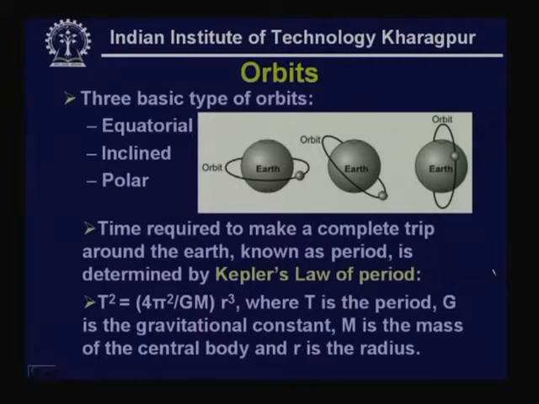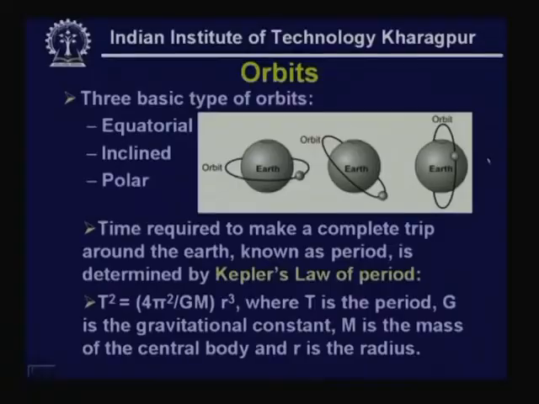So, first we start with orbits. Although the number of orbits in satellite communications is very large, they can be broadly categorized into three types, and the first type is equatorial. As you can see here, this is the equatorial plane, and these are the poles. This is your earth, and here is the orbit. So, it is on the equatorial plane.